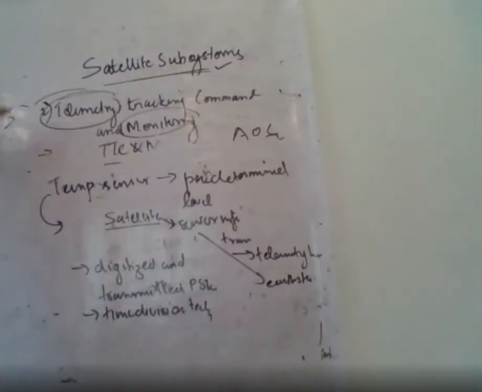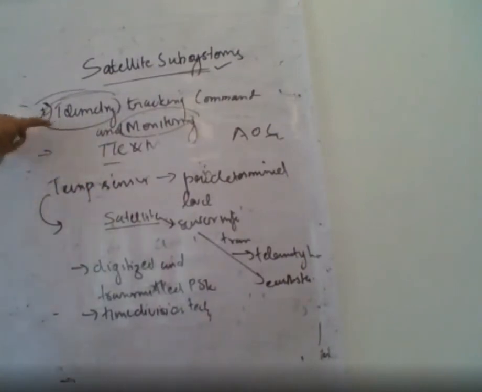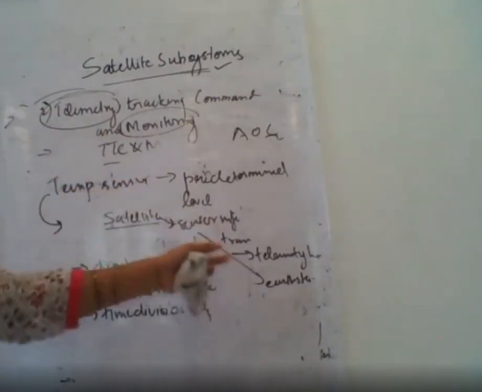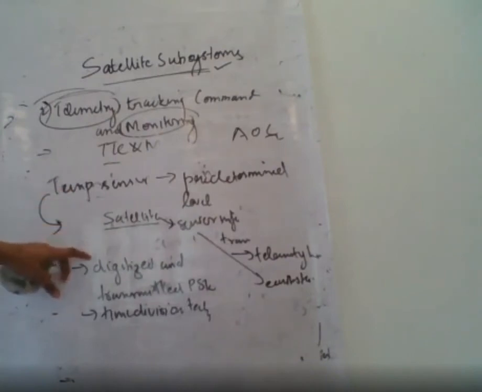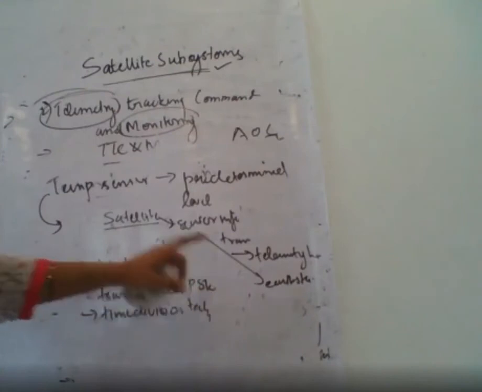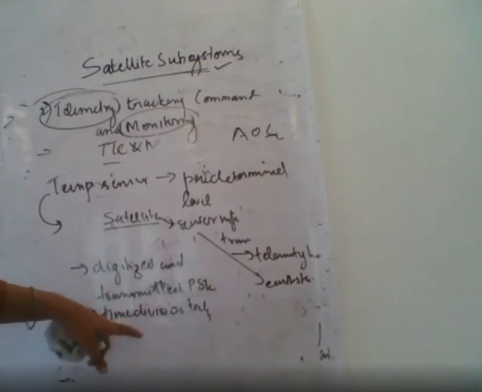So the monitoring system collects the data from the sensors, and the telemetry sends the sensor data to the Earth station via the telemetric link. The telemetry information is usually transmitted as digitized data, as PSK, that is phase shift keying, by using a time division technique.